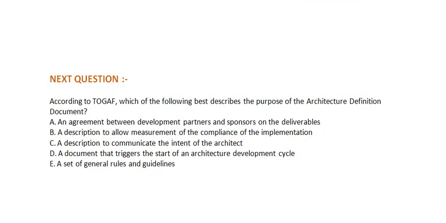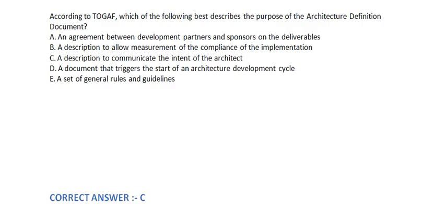Option A, an agreement between development partners and sponsors on the deliverables. Option B, a description to allow measurement of the compliance of the implementation. Option C, a description to communicate the intent of the architect. Option D, a document that triggers the start of an architecture development cycle. And option E, a set of general rules and guidelines. The correct answer is option C.